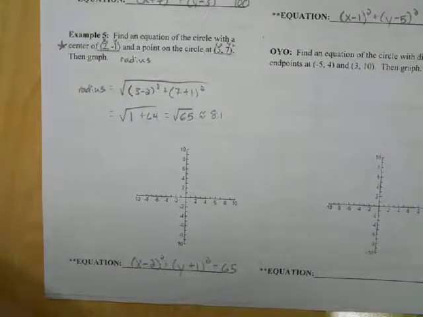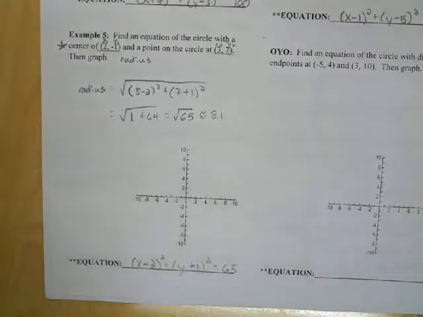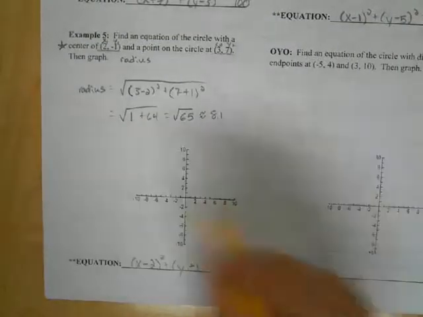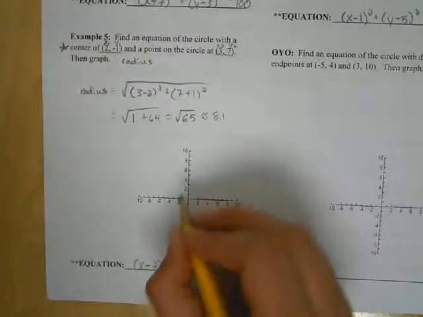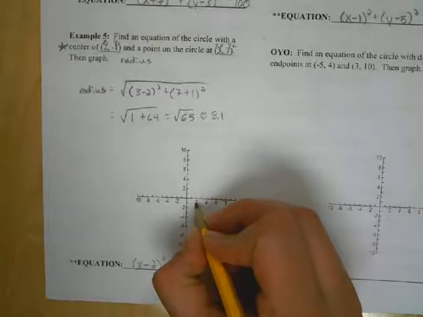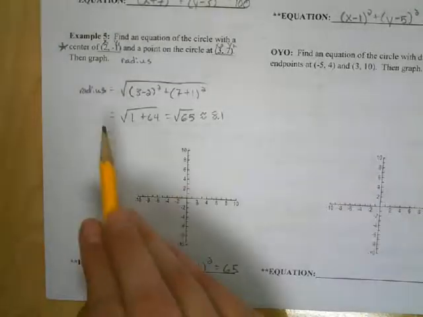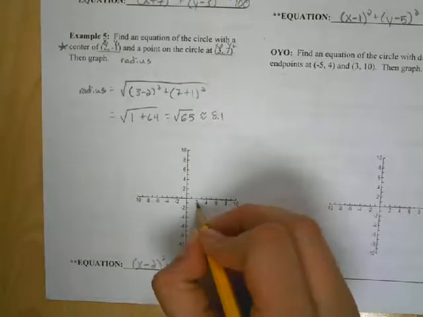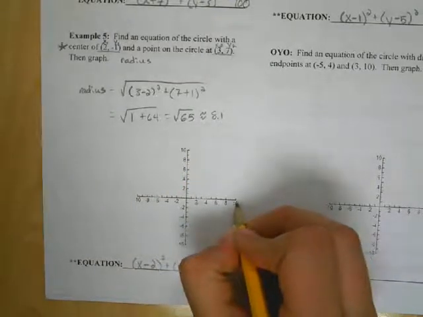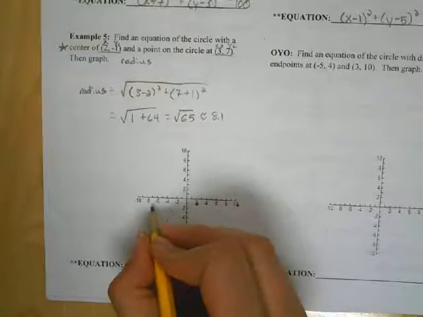The square root of 65 is 8.1. So let's go ahead and graph. Center's at -2, +2, -1. Plot your point. And then I have a distance of 8.1. So here we go, we go just past 10 here. Just past 6.